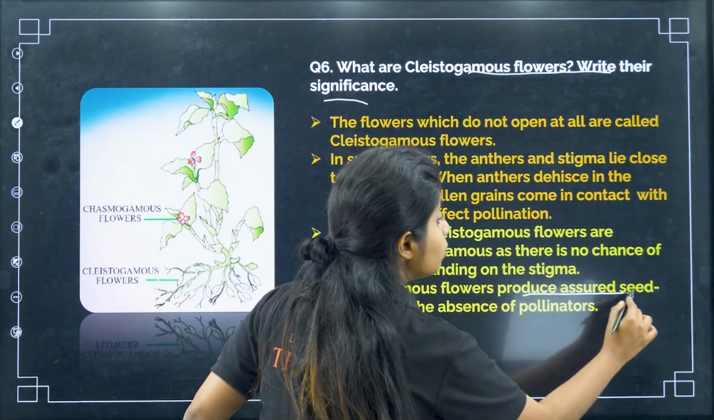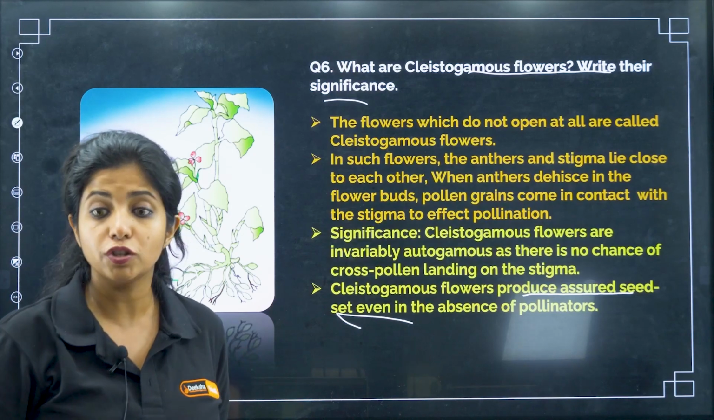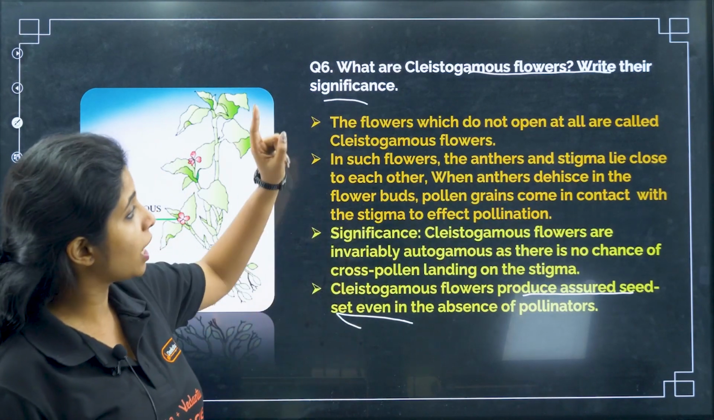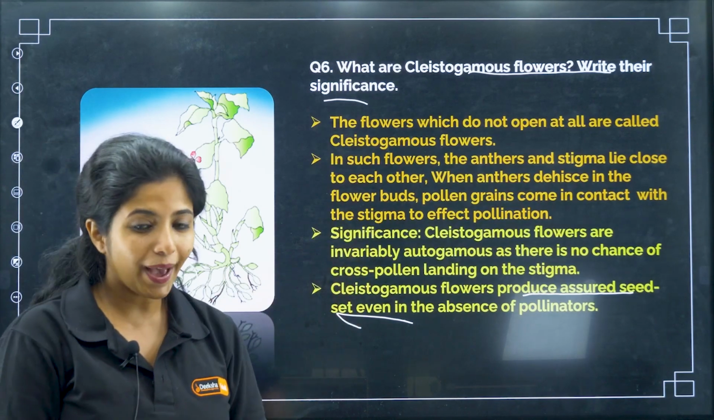And cleistogamous flowers produce assured seed set, even in the absence of pollinators. They do not need pollinators, my dear children. There is no need of pollinators. Examples of cleistogamous flowers: Commelina, Viola, Oxalis.